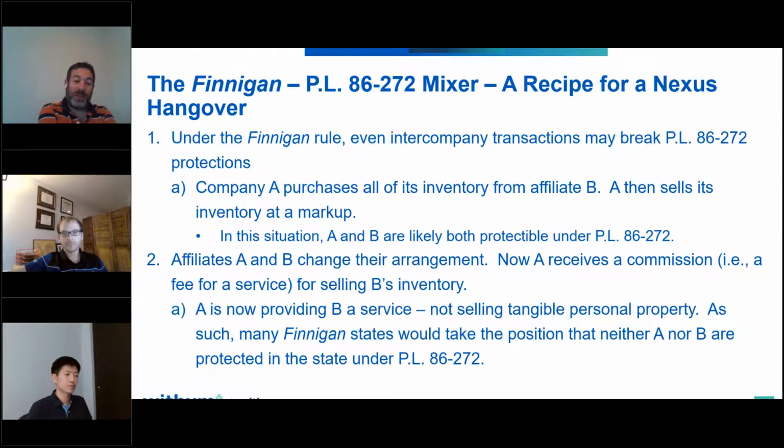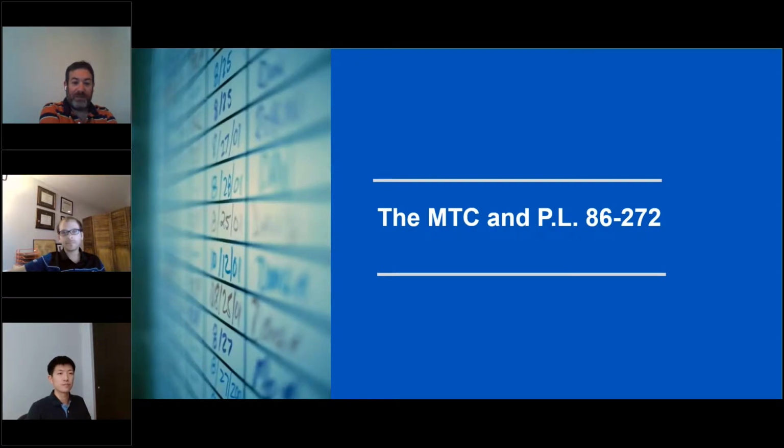B is really the one selling the inventory. So since A is now providing B a service and not engaged in the sale of tangible personal property, in a Finnegan state, neither A nor B is protected in the state under 86272. Because A can't claim it's selling tangible personal property, only B can do that. Since A is a service provider, that ends 86272 for everybody in a Finnegan state. And moving on to the next slide.